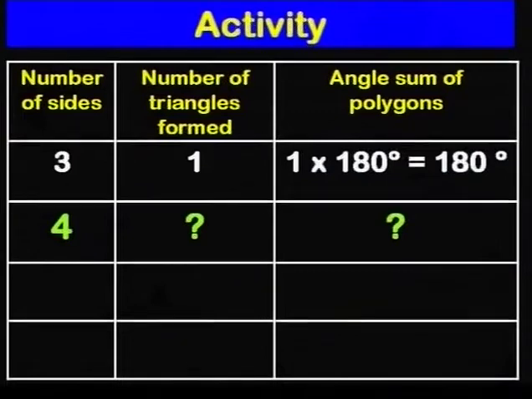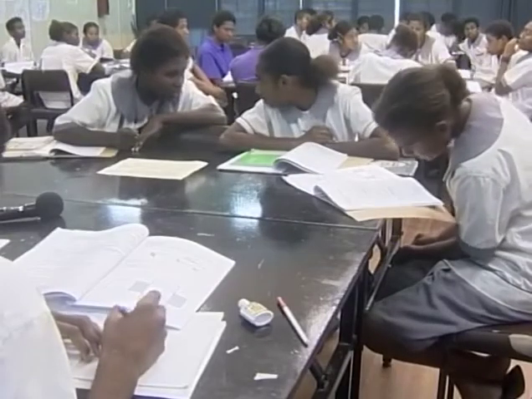Class, is E correct? Okay, very good. Quadrilateral. How many triangles does it form? Okay, two triangles. Now, the angle sum of polygons. Who would like to give the angle sum of a polygon called a quadrilateral? What do you think? Who would like to give the angle sum of the quadrilateral?